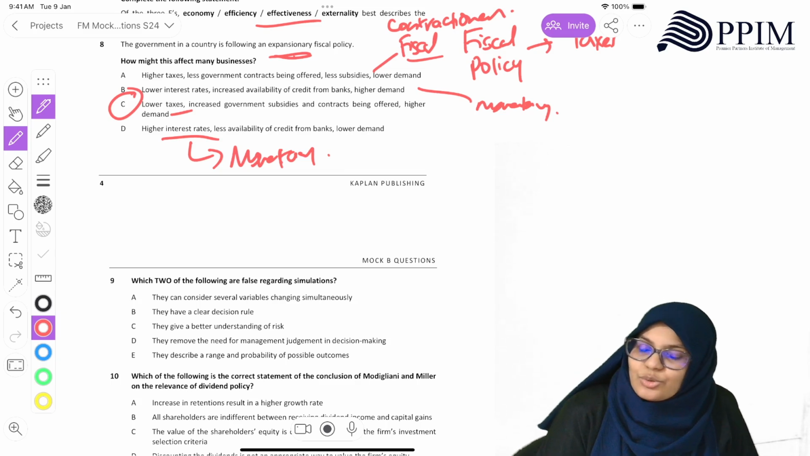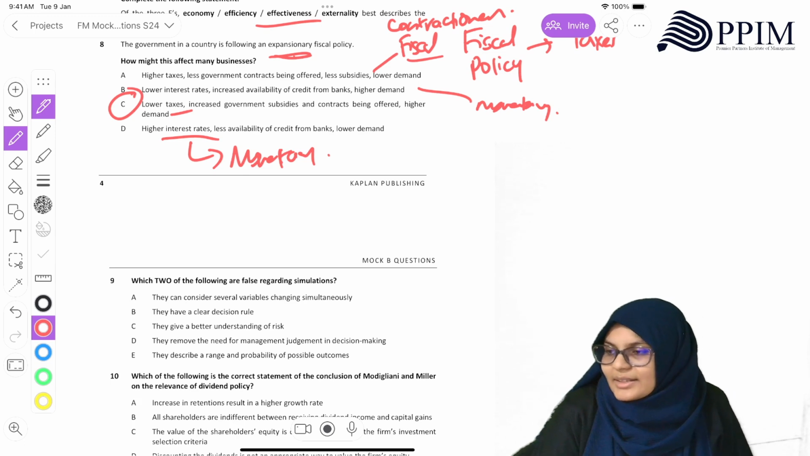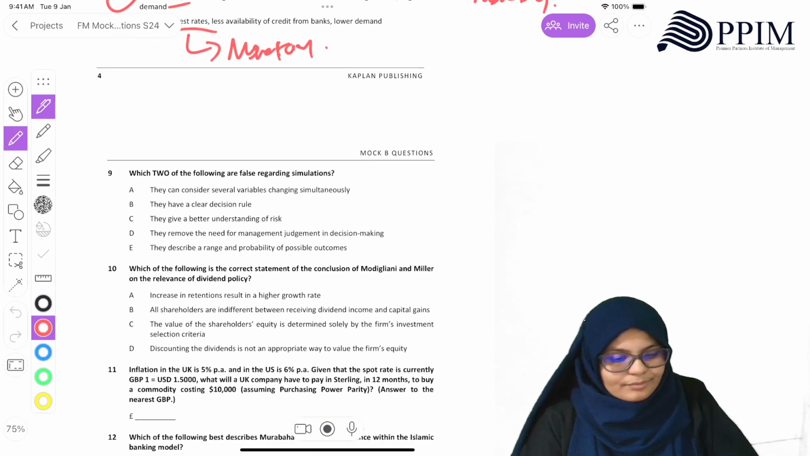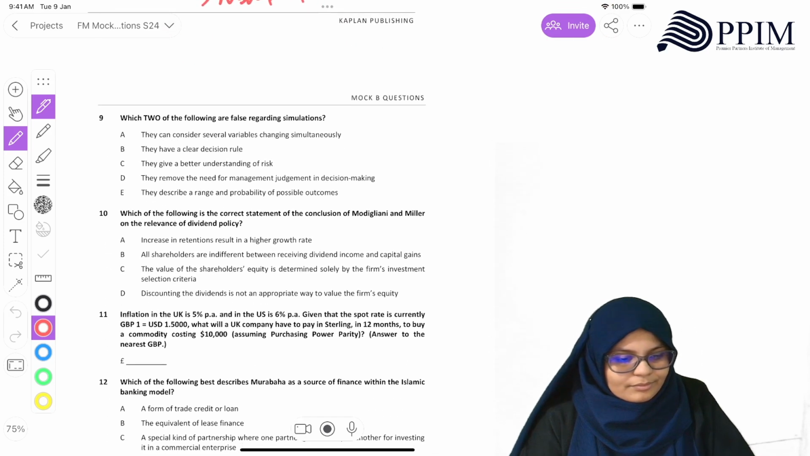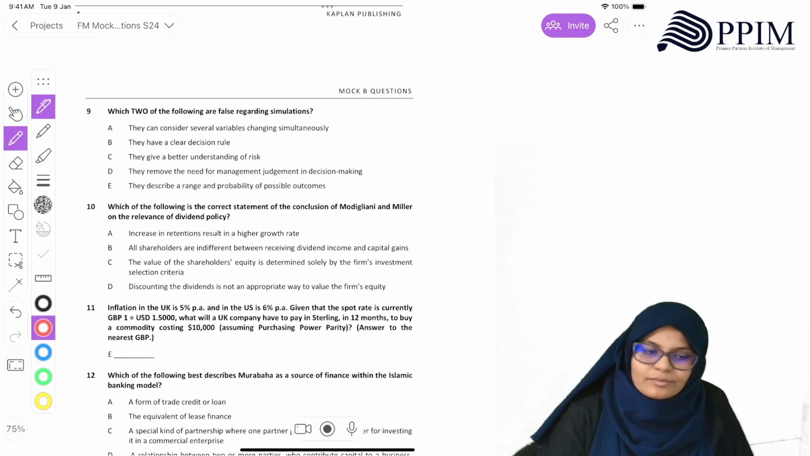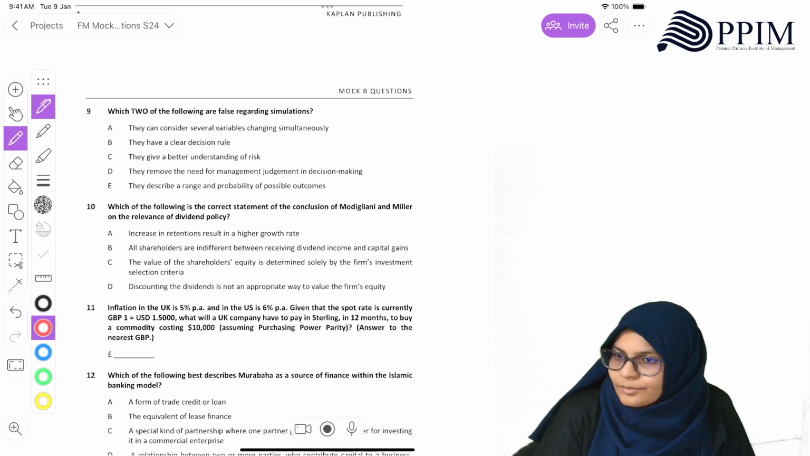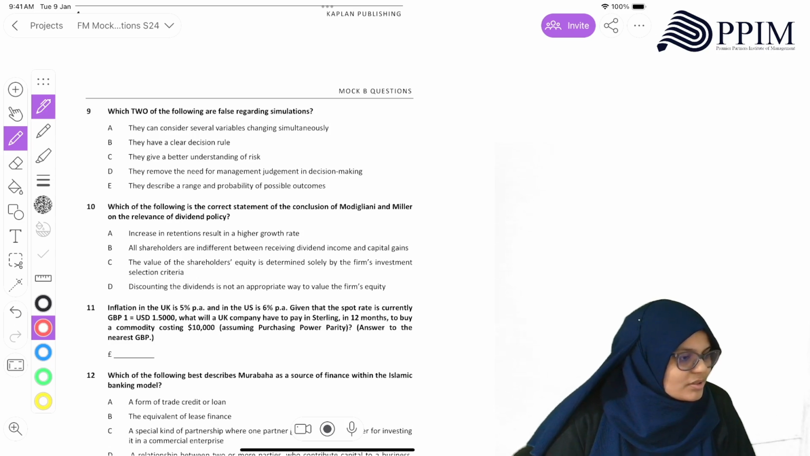They're saying, which two of the following are false regarding simulations? What do you think is the answer? What do you think is false?